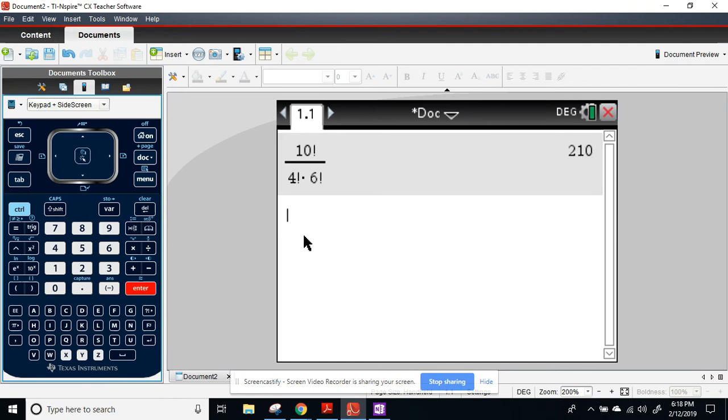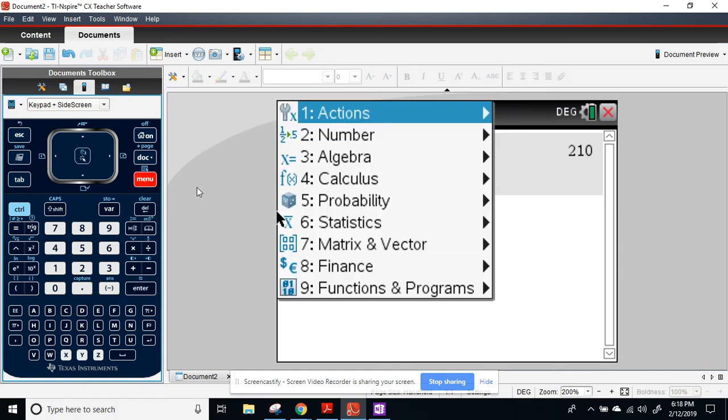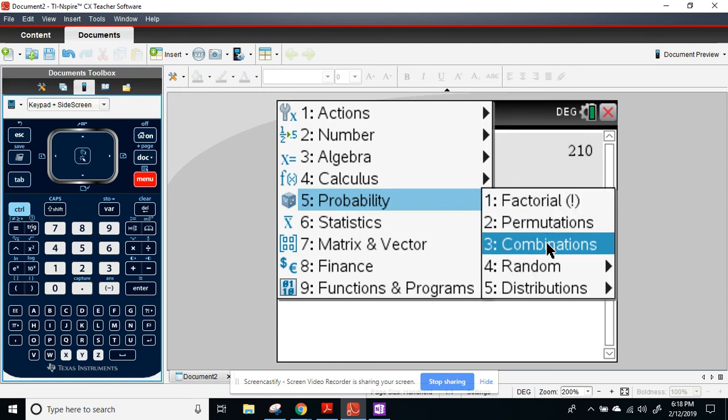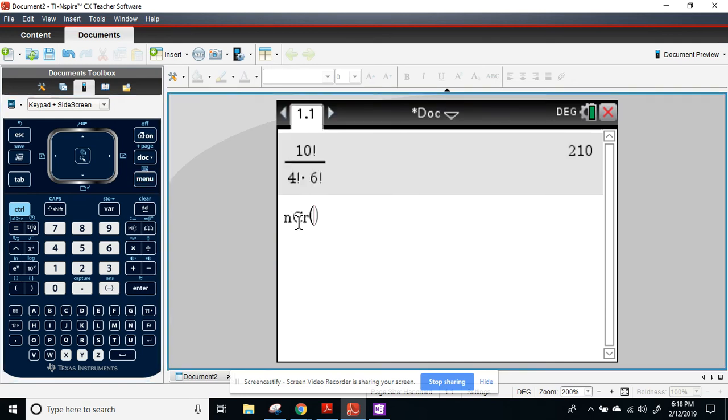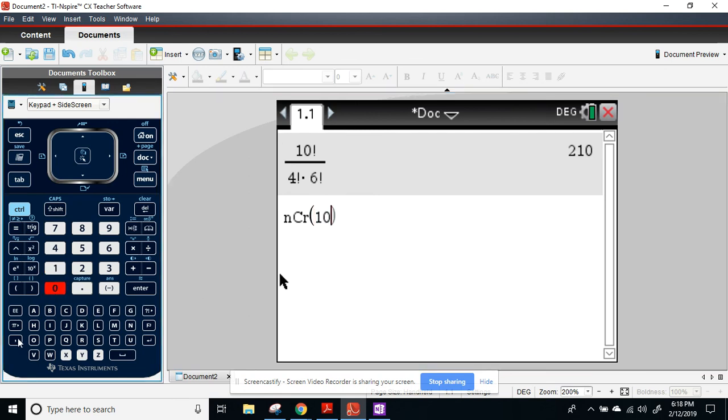The other way you could do it, there is an NCR on here. You just have to know where to find it. You press the menu button, you go to probability, and it is a combination. So menu, probability, combinations. And it gives you NCR. And then it asks you what numbers you want to put in the place of N and what number you want to put in place of R. So here we would type in 10 and then comma and then 4. So we're just telling the calculator that we want N to be 10, R to be 4. You press enter and it gives you 210. Okay, so that's combinations.